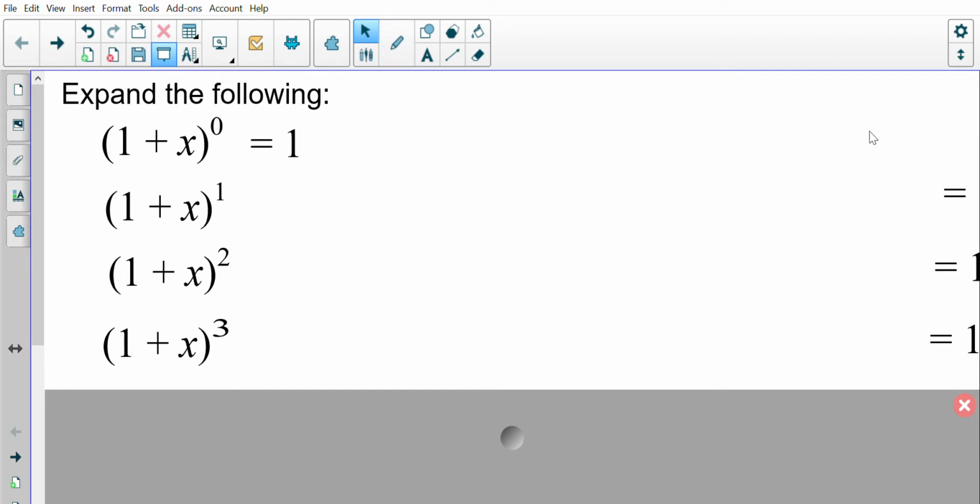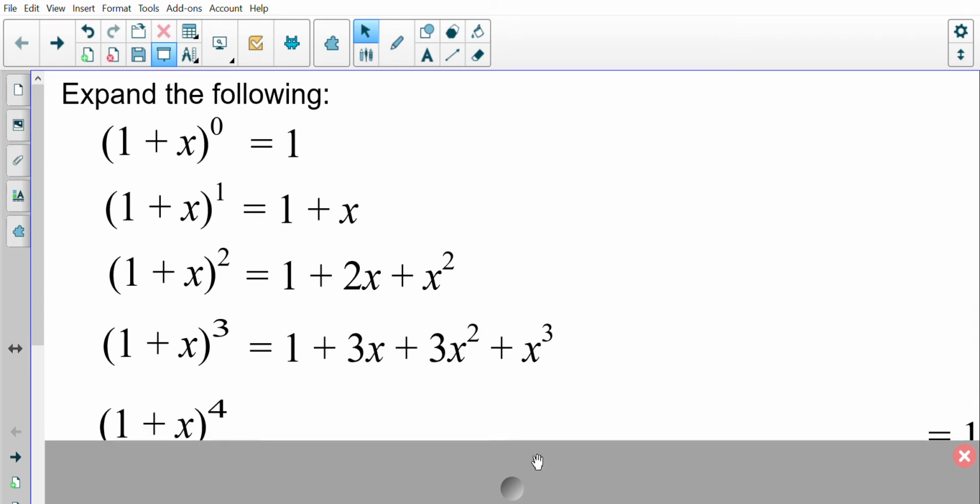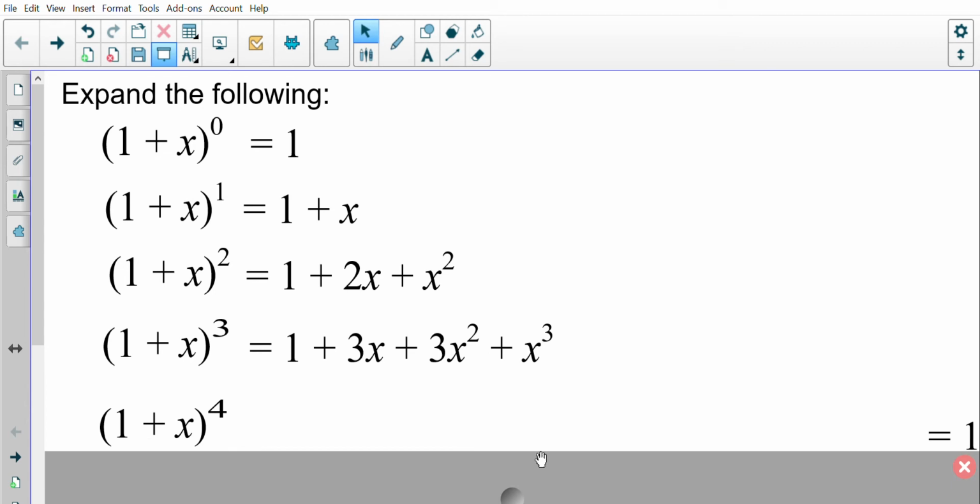Anything to the power of 0 is 1. Anything to the power of 1 doesn't change. Your squared would have been a double bracket expansion, and your cubed you would have had to do a triple bracket expansion. If I'd have asked you to expand 1 plus x to the 4, it's starting to get a bit long and take quite a long time. You would have had to expand it 2 brackets with 1 plus 2x plus x squared in.